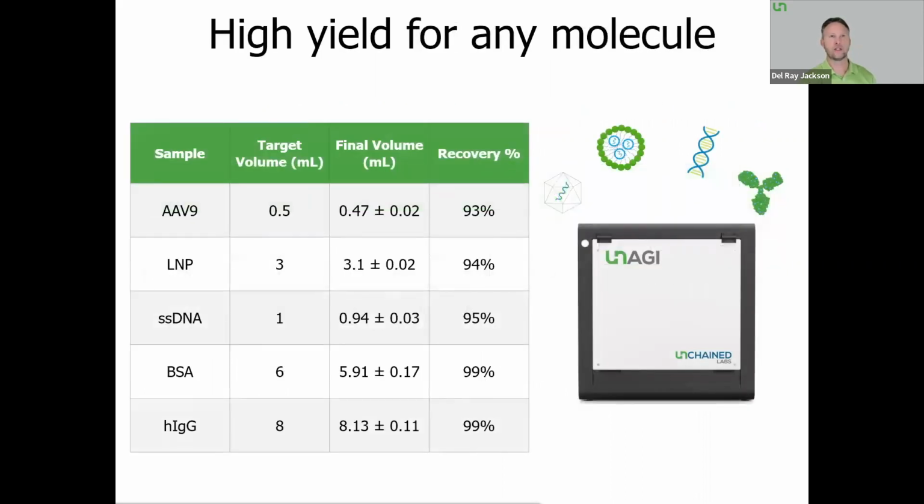It's not just for IgG. Unagi is compatible with a wide range of biologics and gene therapy molecules. So again, some select launch data for you with AAV9s, LNPs, DNA, and then proteins, BSA and IgGs. And we deliver consistently high recovery values, not just across different biomolecules, but also, as you can see, different volume ranges there as well.